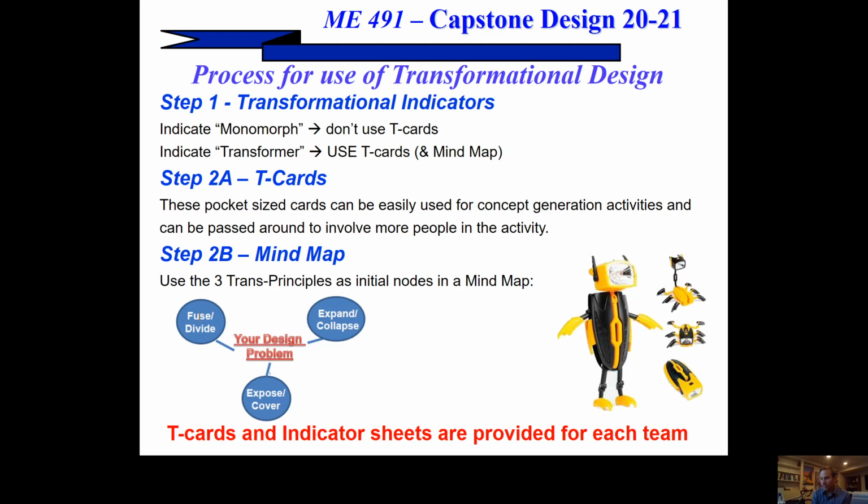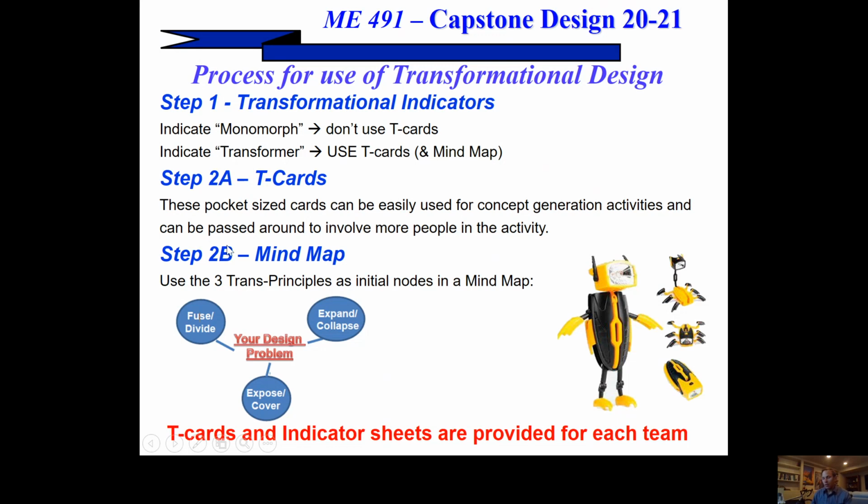Okay, so to summarize, this is the process for using a transformational design. The first step is you want to decide if you have a monomorph design or a transforming design. Which design method is appropriate for your project? In many cases, transformation can be extremely valuable. If transformation is indicated, then you want to use the T cards, the transformation cards, to create a mind map. That's the second step. Pull out the cards, spread them out on a table, and start playing with them, see how they fit together to make connections that can help inspire you to envision a transforming design.